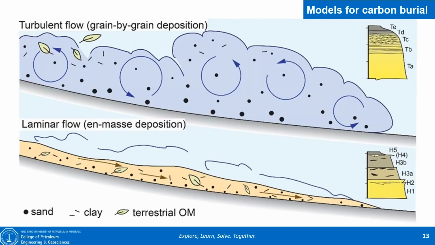Summarizing all of these results into this cartoon: in turbulent flow, deposition is incremental, grain by grain, so organic carbon is mostly accumulated towards the top, in the TD or TE divisions, and these divisions are prone to resuspension, reworking, and oxidation. Compared to these turbulent flows, hybrid event beds lock their organic carbon content into relatively lower tiers, such as the H3A and H3B divisions. We think this locking mechanism offers more protection compared to turbidites.